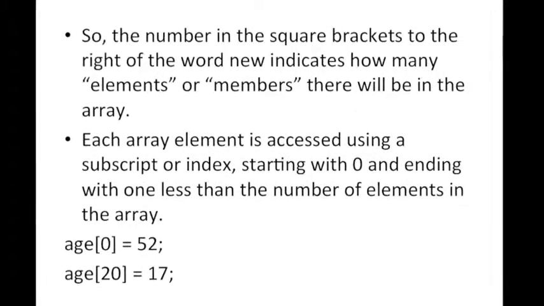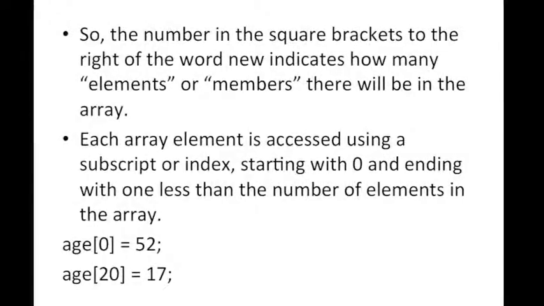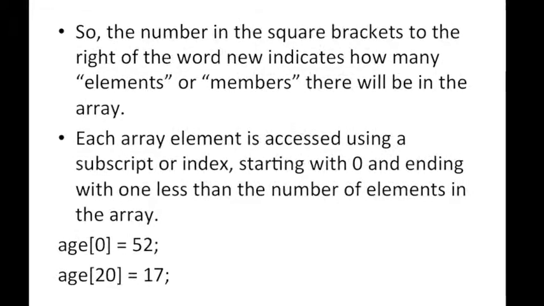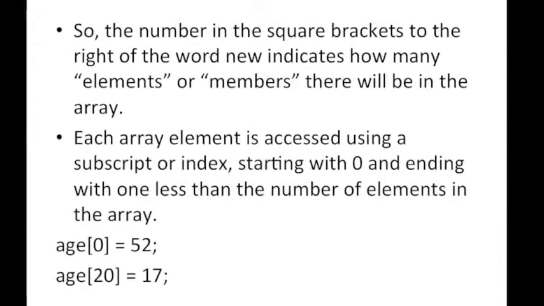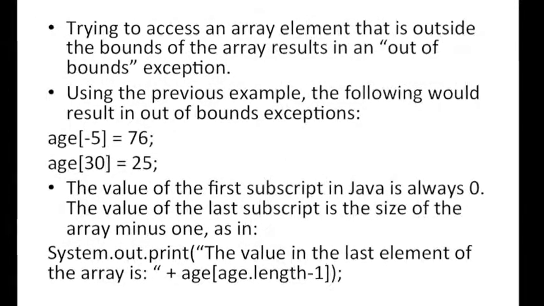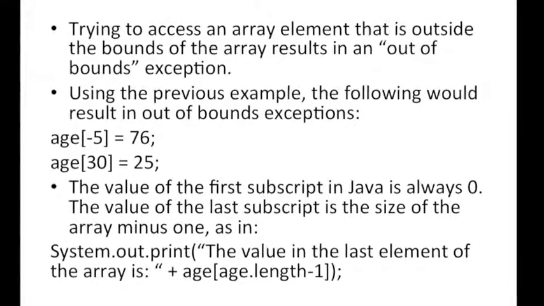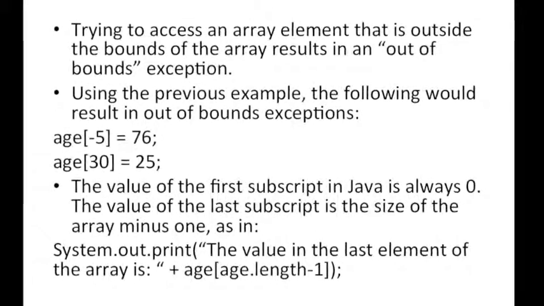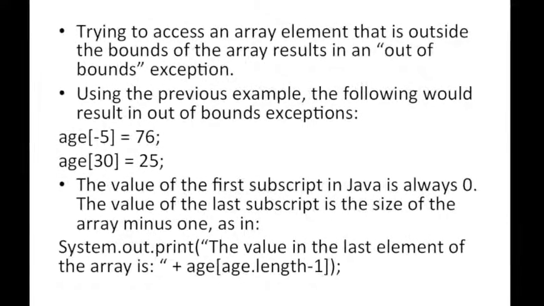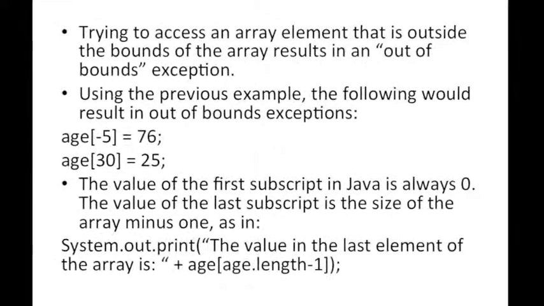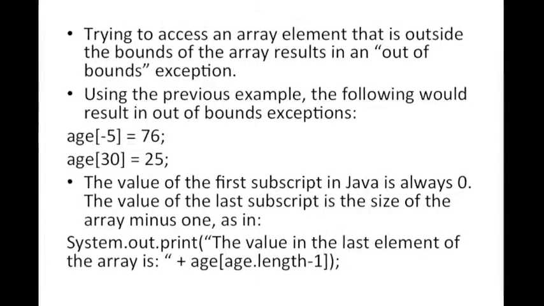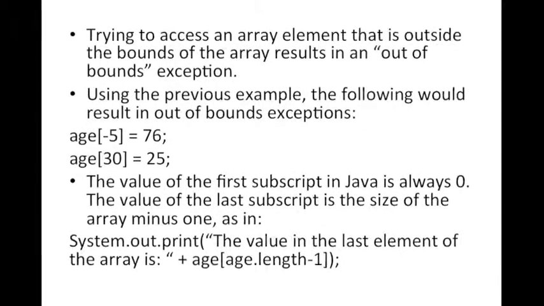Remember that Java uses zero-based arrays, so the first subscript or index of the first element or member will always be 0. The last subscript will always be 1 less than the total number of elements in the array. If you try to access an element that is outside the bounds of your array, you get an out-of-bounds exception, which will cause your program to crash. To access the last element in the array, you can use the length property. For example, as you see on the last point on this slide, age sub age.length minus 1. Length is a property of every array, and length minus 1 will give you the subscript of the last element in that array.